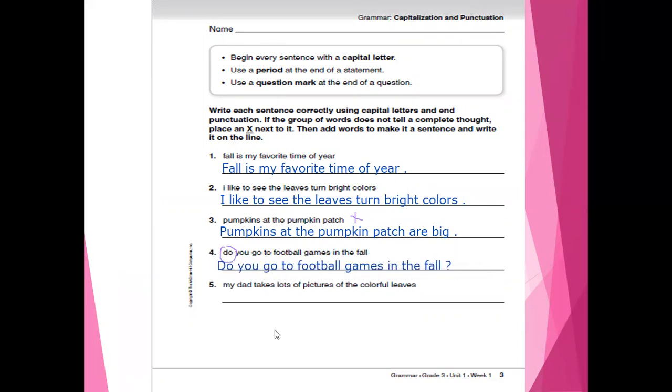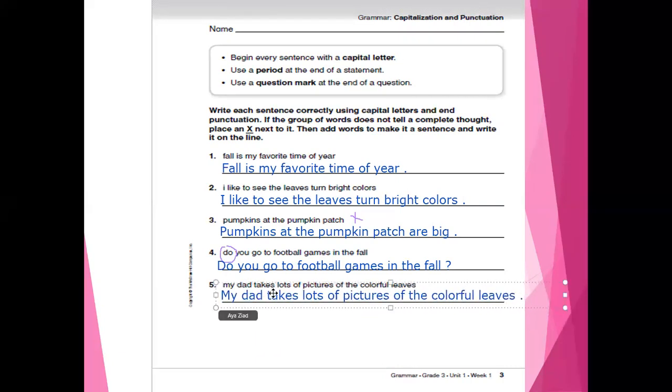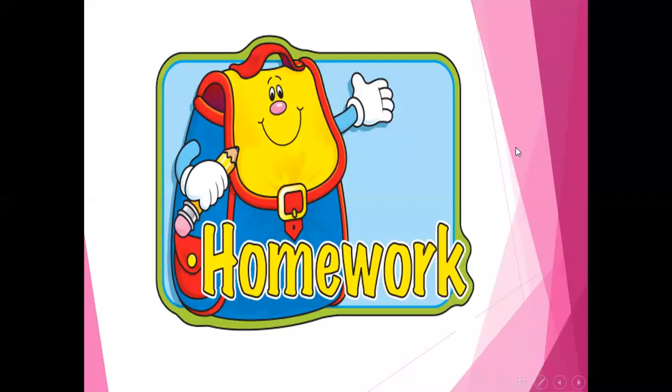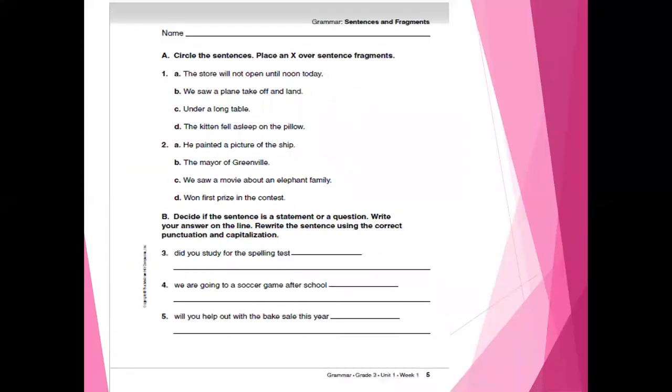Number 5. My dad takes lots of pictures of the colorful leaves. Here they tell something. My dad takes lots of pictures of the colorful leaves. So we should put a period at the end. We should start with a capital letter. So done. We finished. Page number 4 and 5 are homework. So what's your homework? Page number 4 and page number 5.